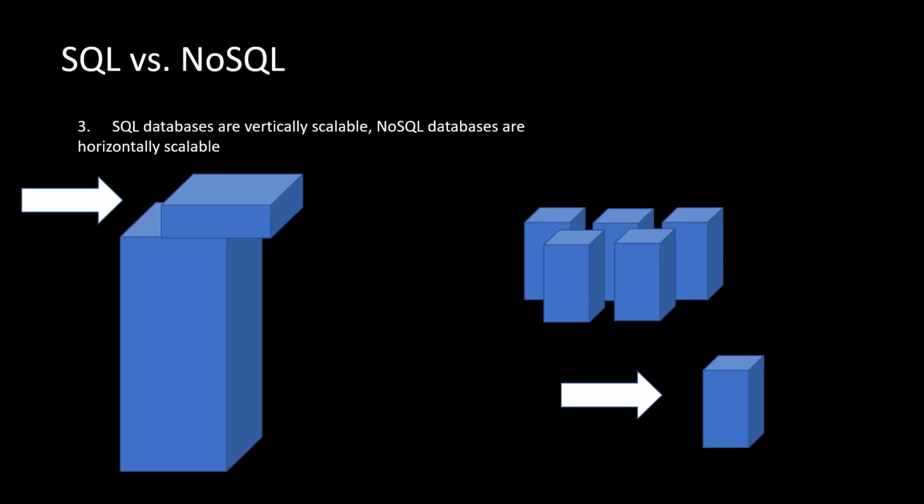SQL databases are vertically scalable, and non-SQL databases are horizontally scalable. The easiest way I can think of explaining this is SQL databases are a building, and you can add new floors to this building, and you can keep going. And this means that you just up the RAM, up the CPU power, but you can't add more sides to the building. You can only go vertically. You can only add new floors.